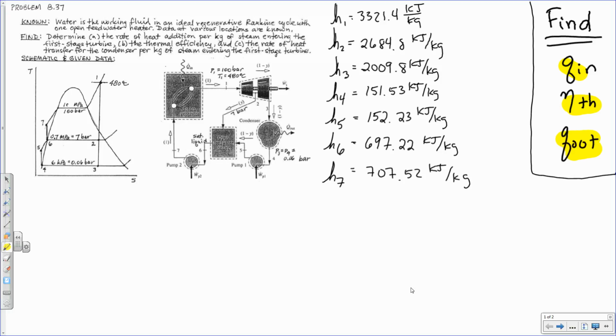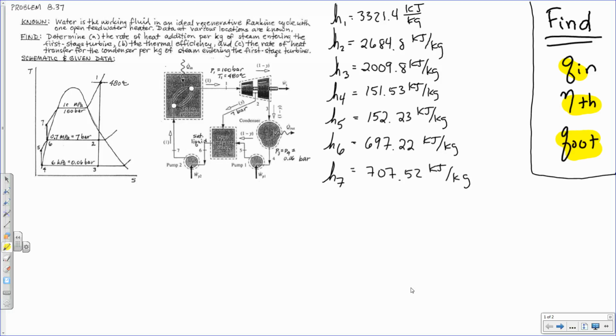Why do we look for the enthalpies? Because each one of these components we recognize as an open flow component, and it's the change in enthalpies that dictates how much work is produced or required by the component, or how much heat is transferred into or out of the component as necessary. So it's the enthalpies that dictate this. If we can determine the enthalpies at each one of these states, then we can measure the performance of this regenerative ideal Rankine cycle.